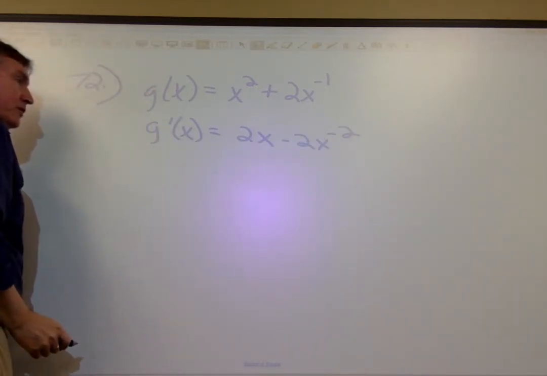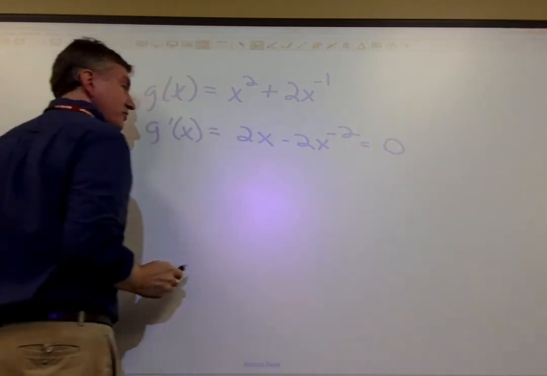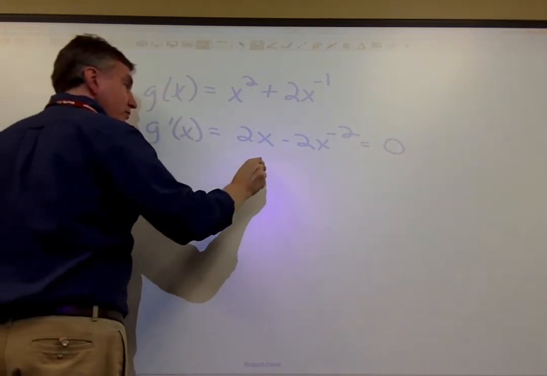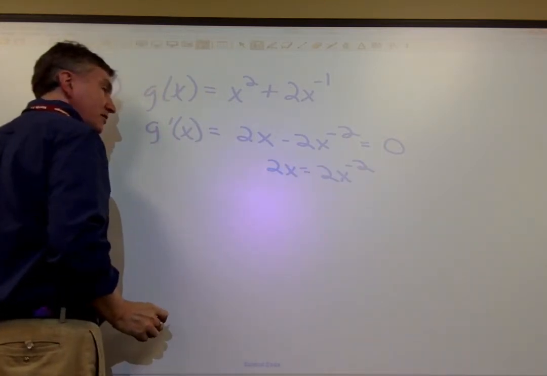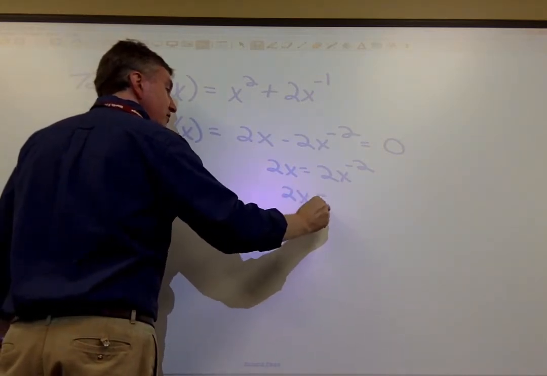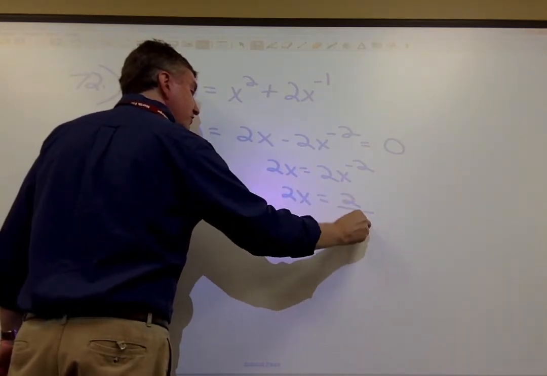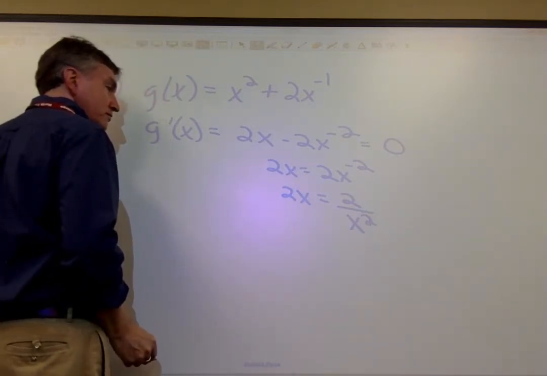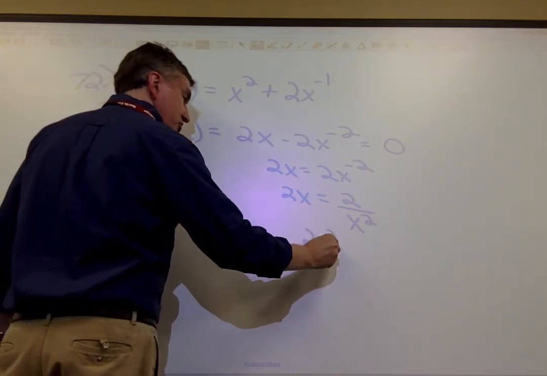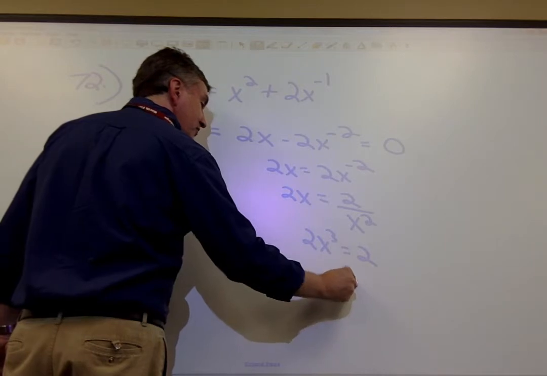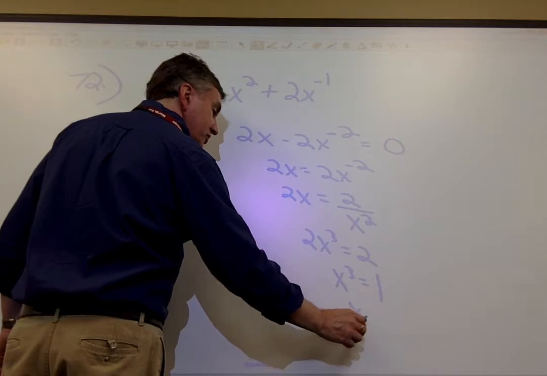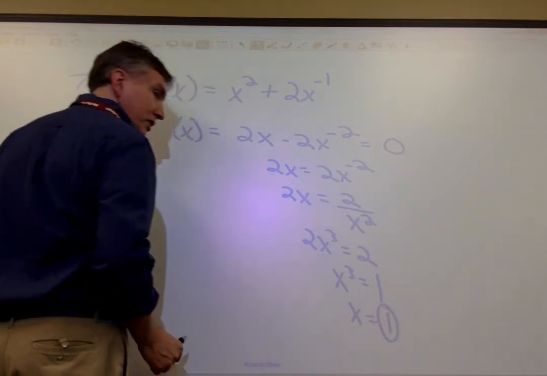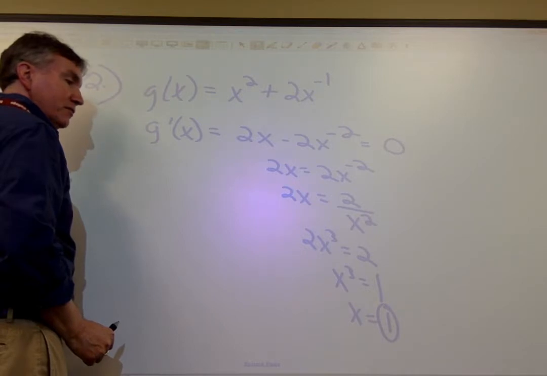Good. That's what I set to 0 to get my critical numbers. So if I say 2x equals 2x to the negative 2, what does that mean? 2x equals 2 over x squared. If I clear the fraction, 2x cubed equals 2, so x cubed equals 1. My only real solution to that would be 1. The other two would be imaginary.